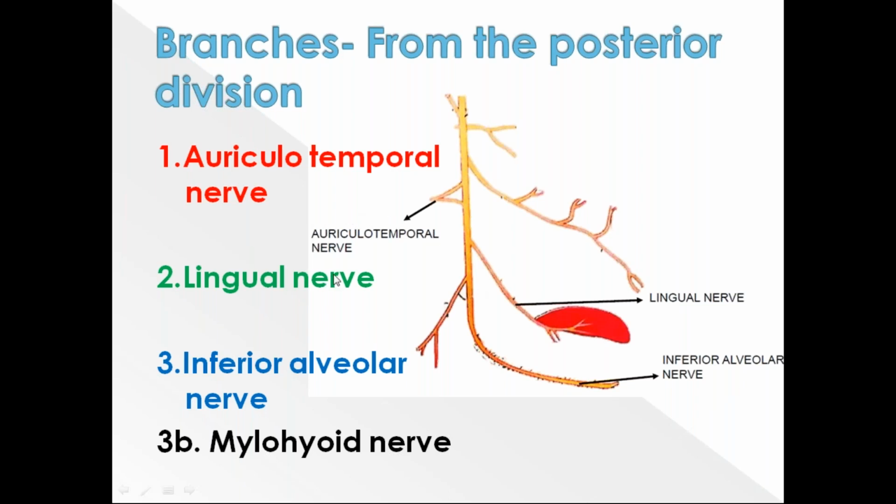The auriculotemporal nerve and lingual nerve are purely sensory. But the inferior alveolar nerve is a mixed nerve. That means it takes sensation from the lower part of the mandible, and it also supplies the mylohyoid muscle and the anterior belly of digastric. So the inferior alveolar gives a small branch called the mylohyoid. I think now you are clear about the branches. We will see each branch in detail.